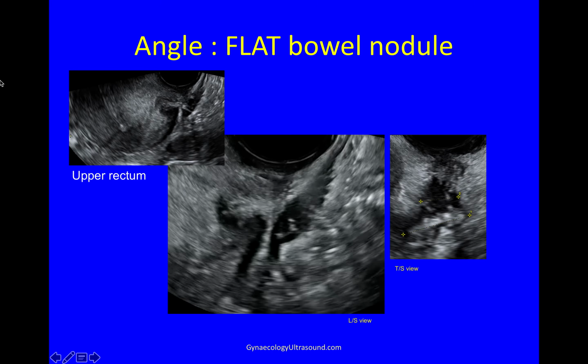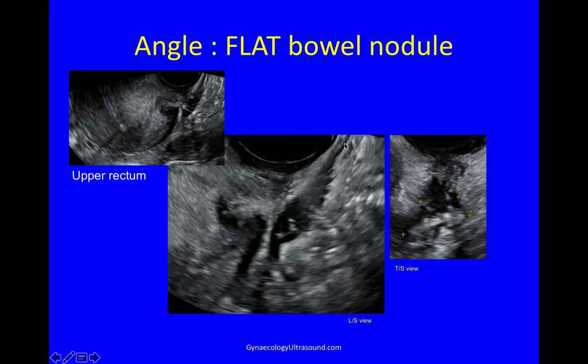So this is what it looks like. Here again is a retroverted uterus. The torus is around there somewhere, but you can see here that there is something attached to the back of the uterine wall above the level of the torus. And in this plane you can see this is the bowel nodule.